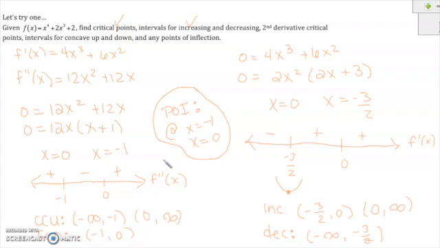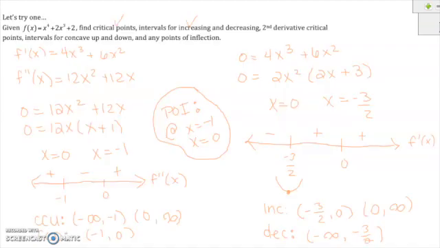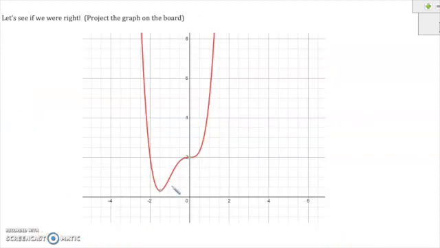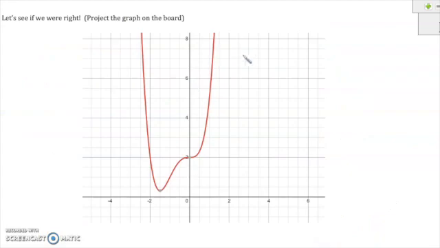Okay, so this is a little annoying that I'm getting rid of my work right now, but I want to look at this. This is the graph of f of x. Let's talk about increasing and decreasing first. We said we were increasing from negative 3/2 to 0, and then we continued to increase from 0 to infinity. We were decreasing until we got there. So our increasing and decreasing is perfect.